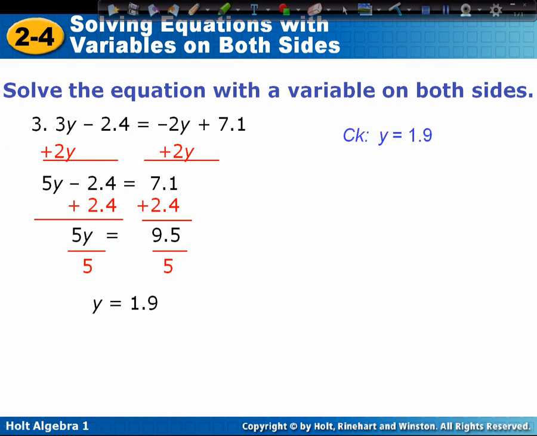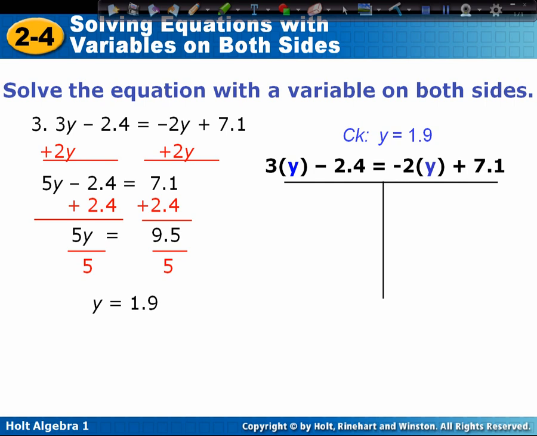We have to check. We always need to check our work to make sure that it's correct. So we're going to start with the original equation before you did anything to it. And everywhere you see a y, you're going to plug in a 1.9. So on the left-hand side, instead of y, I put in 1.9. So I'm going to say 3 times 1.9, and I get 5.7. And I'm going to subtract 2.4 and get 3.3.